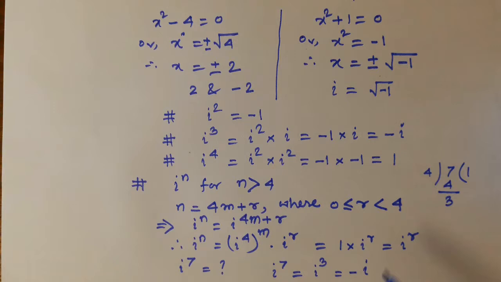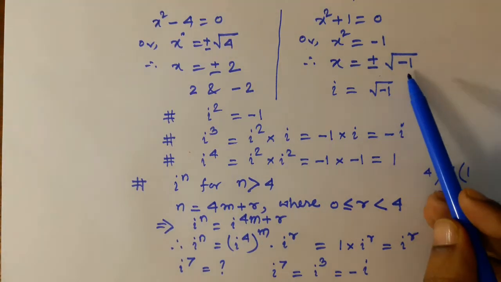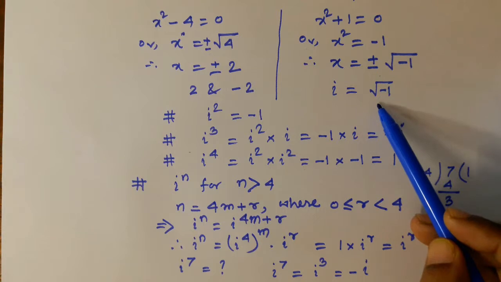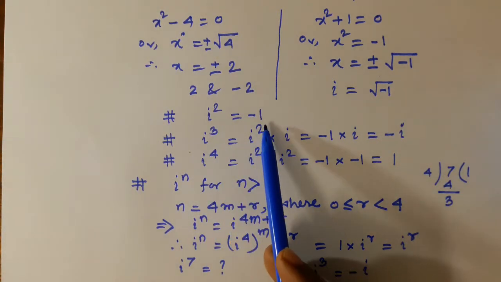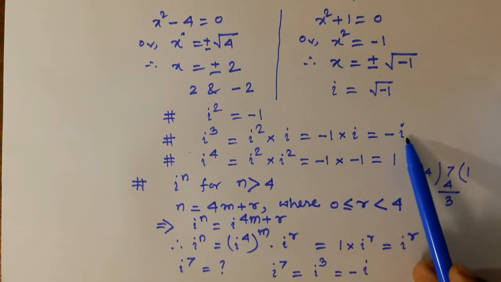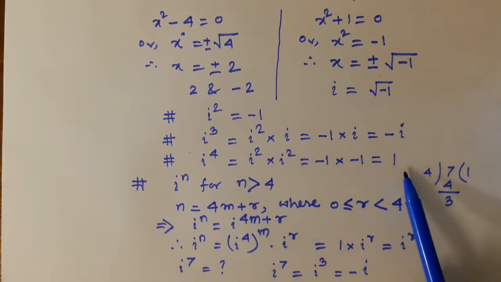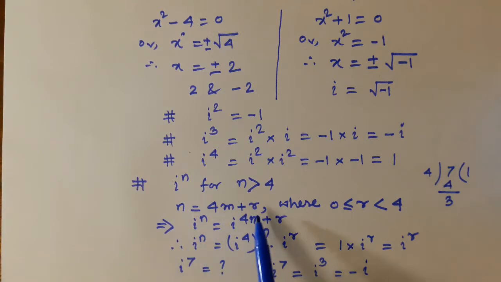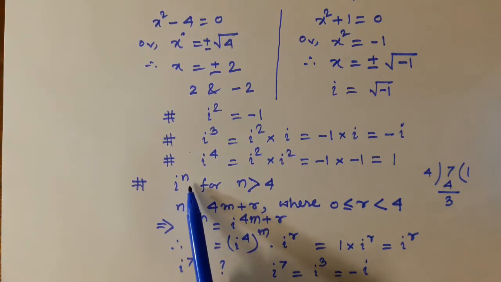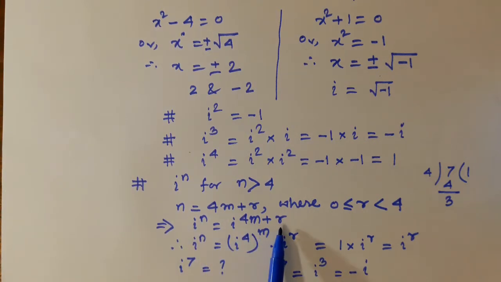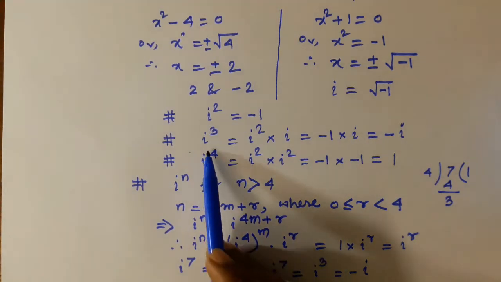Again I repeat, Euler represented root over minus 1 as i. So i is equal to root over minus 1, i square is equal to minus 1, i cube is equal to minus i, i to the power 4 is equal to 1. So when n is equal to 4m plus r and you have to find i to the power n, then this i to the power n is equal to i to the power 4m plus r. So i to the power n is equal to i to the power r, r is the remainder. So when you find i to the power 7, then you are actually finding i cube, and i cube is equal to minus i.